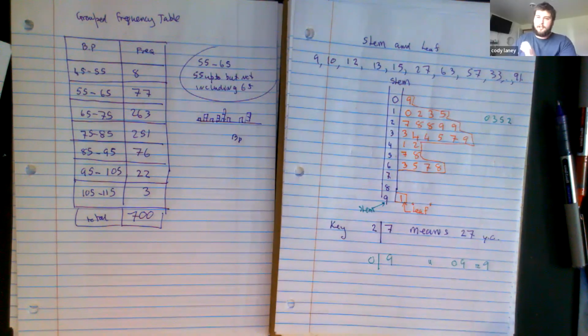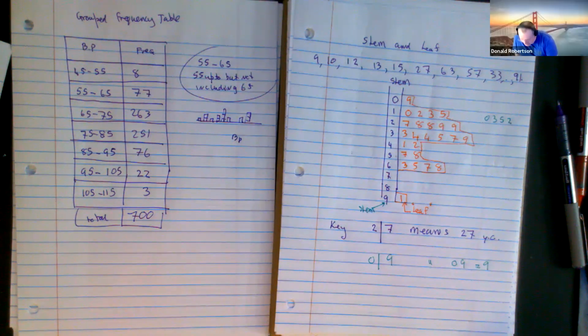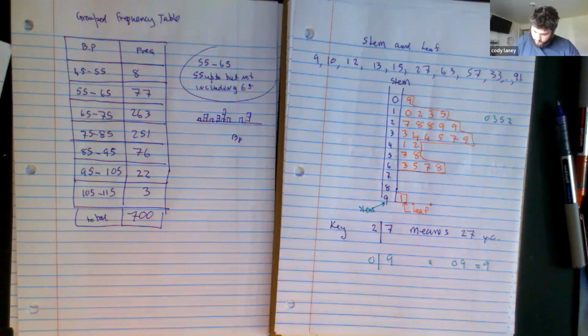Perfect. And in order to do a stem and leaf, you have to have the exact information. You have to have individual numbers. You have to have the exact number for all of them. You can't do it if they group the data. Okay, and I think that's a very natural point for us to finish.